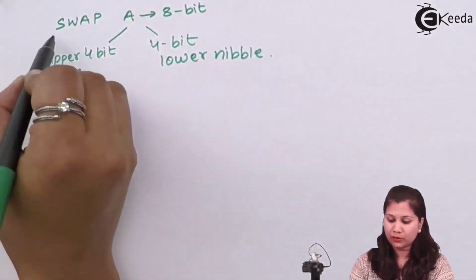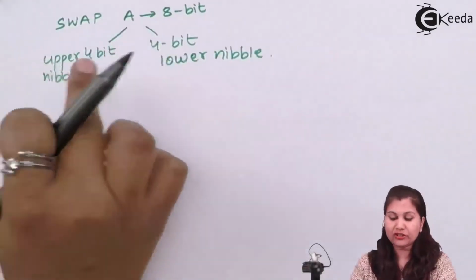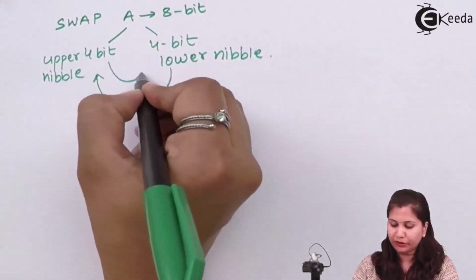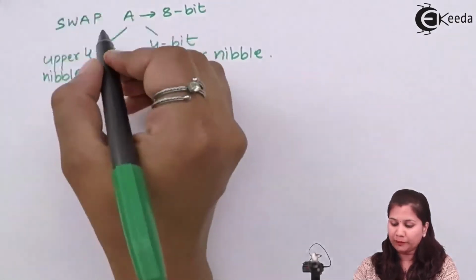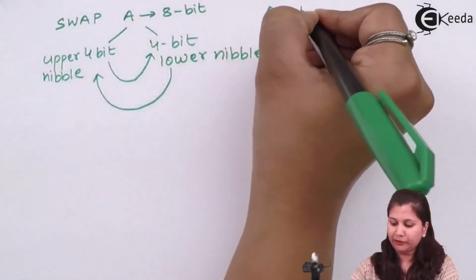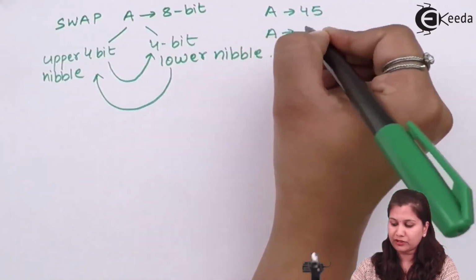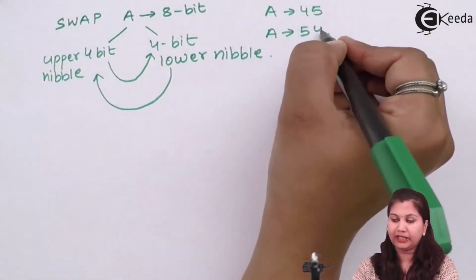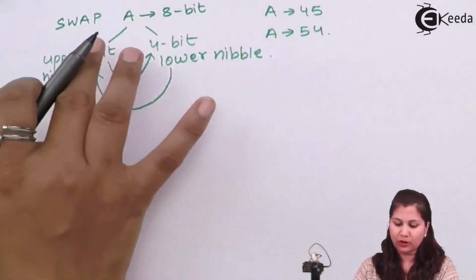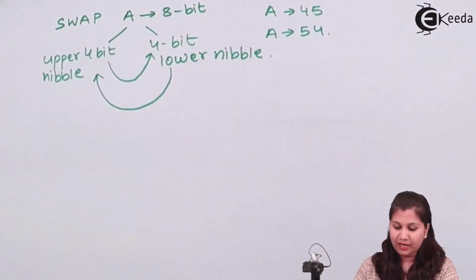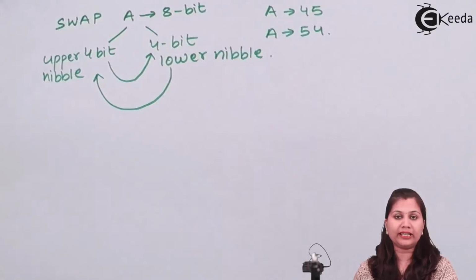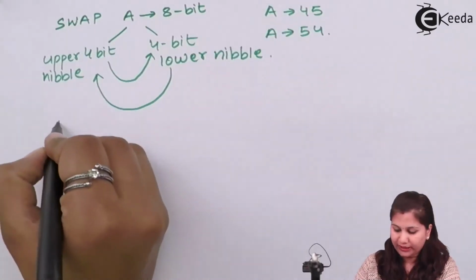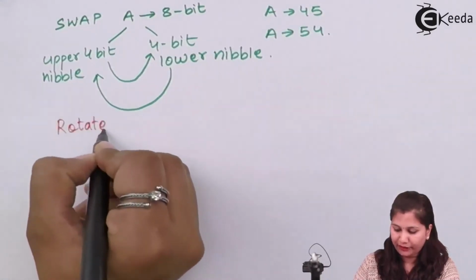So this instruction SWAP A is going to exchange the nibbles, means the lower nibble is going to become the upper nibble and the upper nibble is going to become the lower nibble. Suppose the accumulator has the number 45. After this instruction, the new number will be 54, means the upper and lower nibbles are exchanged. Okay, so this is also a logical instruction. The rotate instructions also come under this category, so now we will study some rotate instructions in the 8051 microcontroller.